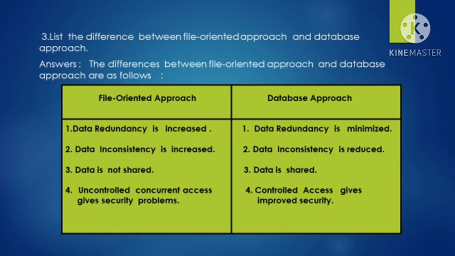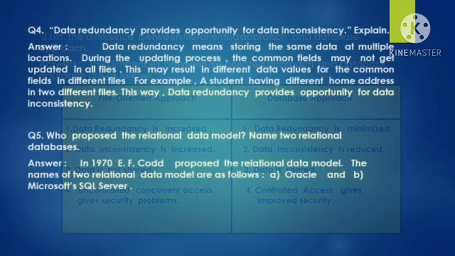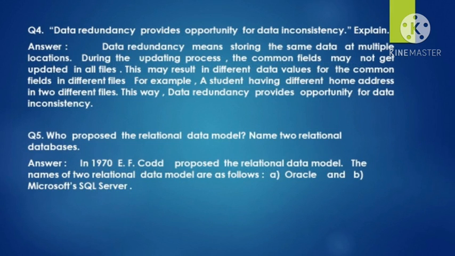Point number 3. In file-oriented approach, data is not shared. But in database approach, data is shared. Point number 4. In file-oriented approach, uncontrolled concurrent access gives security problems. But in database approach, controlled access gives improved security. Next slide contains the next part of questions and answers.